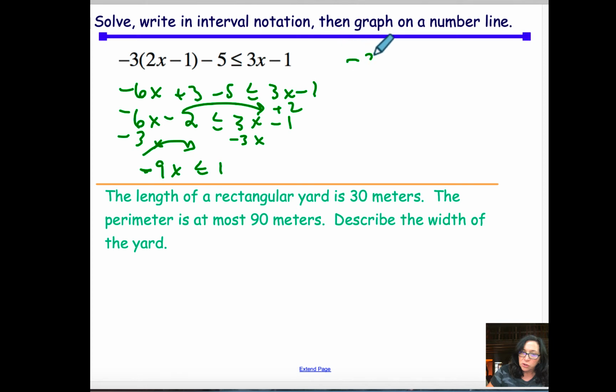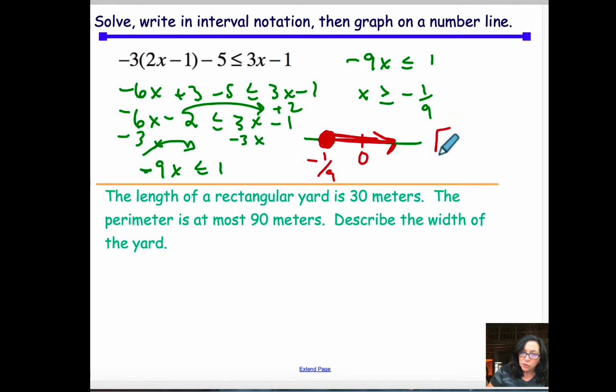So I'm going to rewrite this here. -9x less than or equal to 1. Dividing by -9, I get x is greater than or equal to -1/9. So I'm going to draw my graph, and I'm going to put my little 0 here, put my -1/9, and this says x is greater than or equal to, so could be equal to, so that's solid, and greater than meaning going to the right. Putting that in interval notation, that's going to be a bracket, -1/9, comma, infinity.